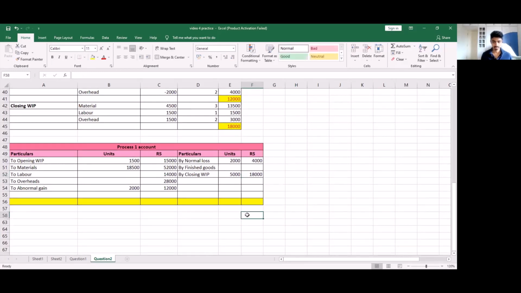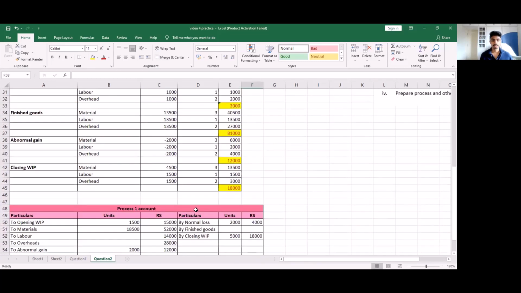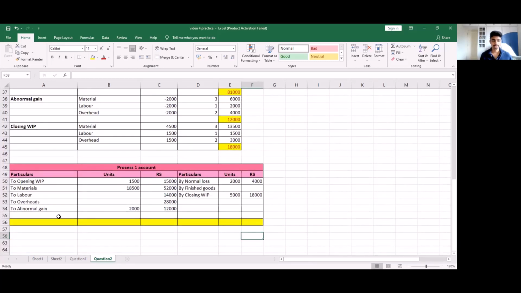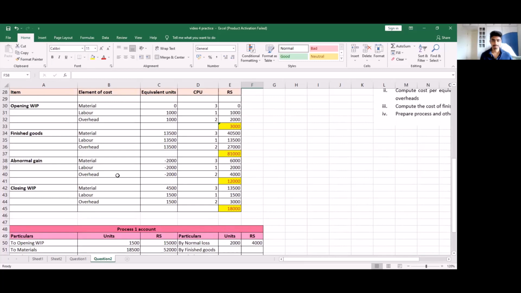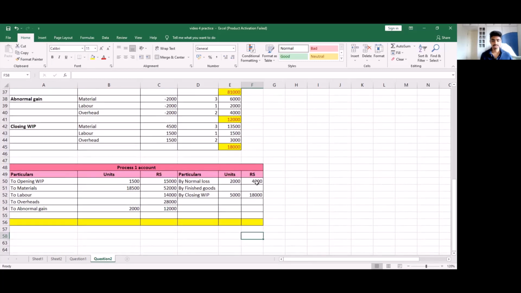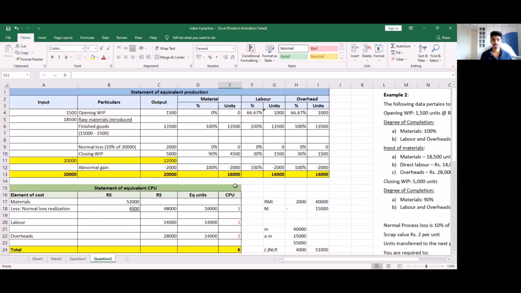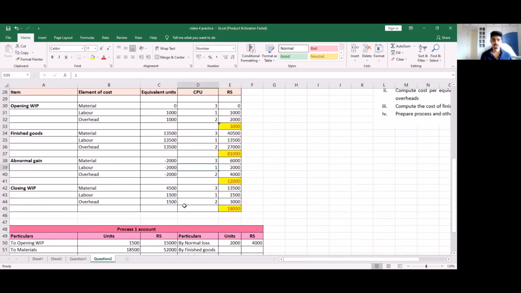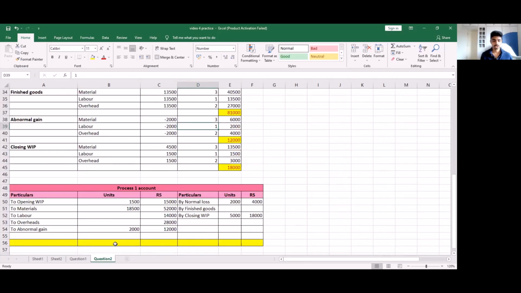Let's just remember this once again. So in our process account, abnormal gain, abnormal loss, and closing work in progress, we take from our statement of evaluation. In this question, we don't have abnormal loss. We have abnormal gain, which we took from our statement of evaluation. And for closing work in progress, again, we took the value from our statement of evaluation. But for finished goods, we don't take anything from the statement of equivalent production or from the statement of evaluation, but we find the balancing figure. So now let's total all these columns to find our units of finished goods and value of finished goods.